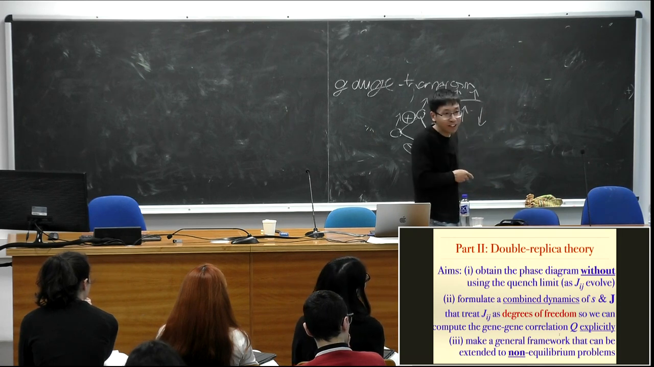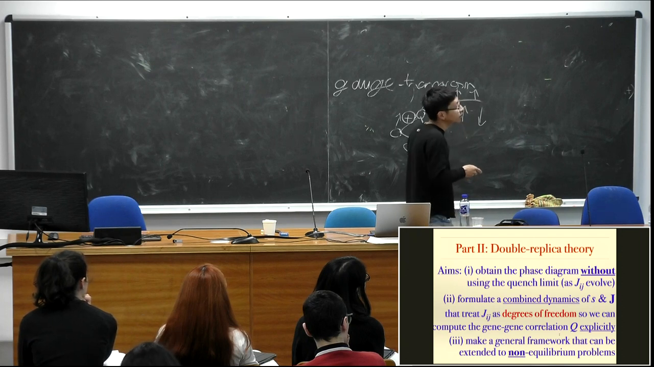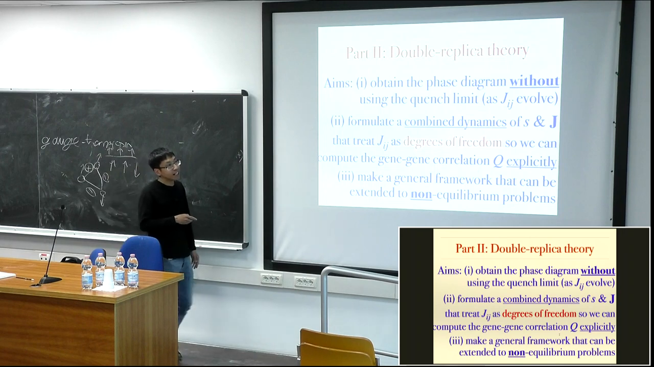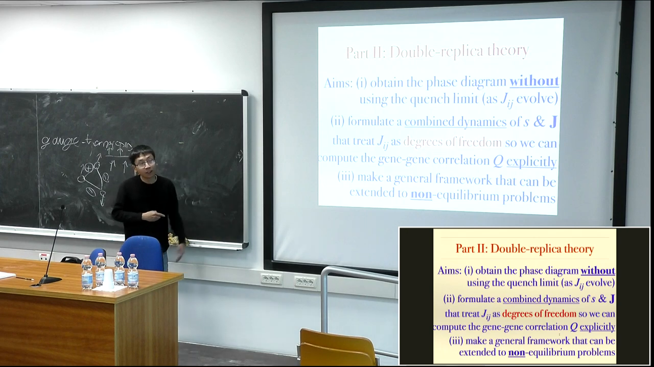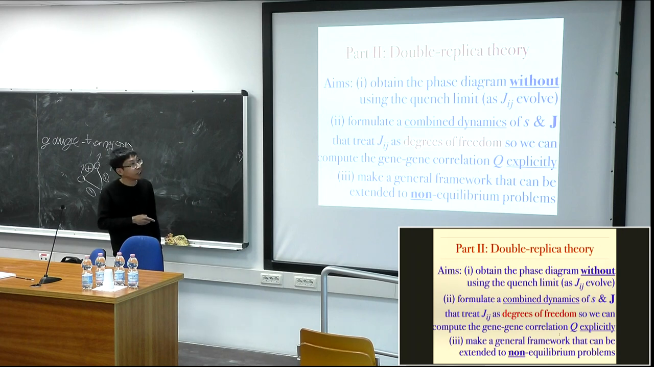So maybe we don't need the quench extension approach. But one thing we want to emphasize is that the coupling constants are evolving. So it's very contradictory to the quench approach, which assumes that the Jij are fixed. So at least this is one motivation. You need to have something that captures the dynamic of the Jij.